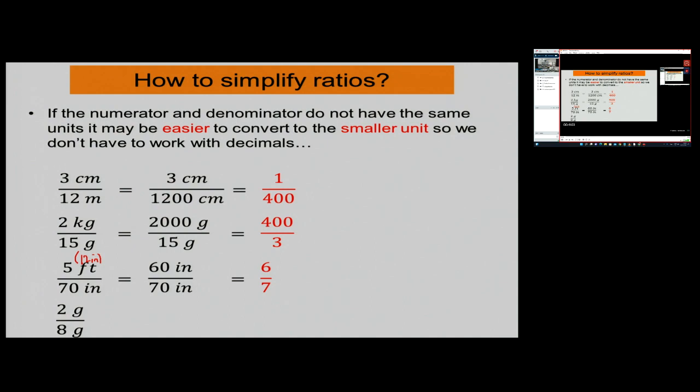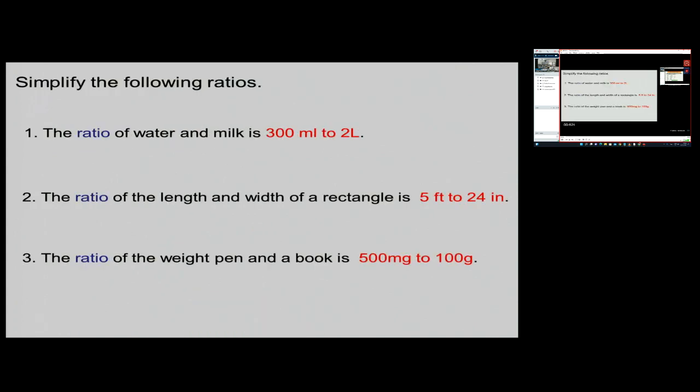Last one. We have 2 grams over 8 grams. What's the answer? 1 over 4. Since they are the same grams, same units, therefore you will have 1 over 4. Easy. Okay, now that you understand, copy and answer.